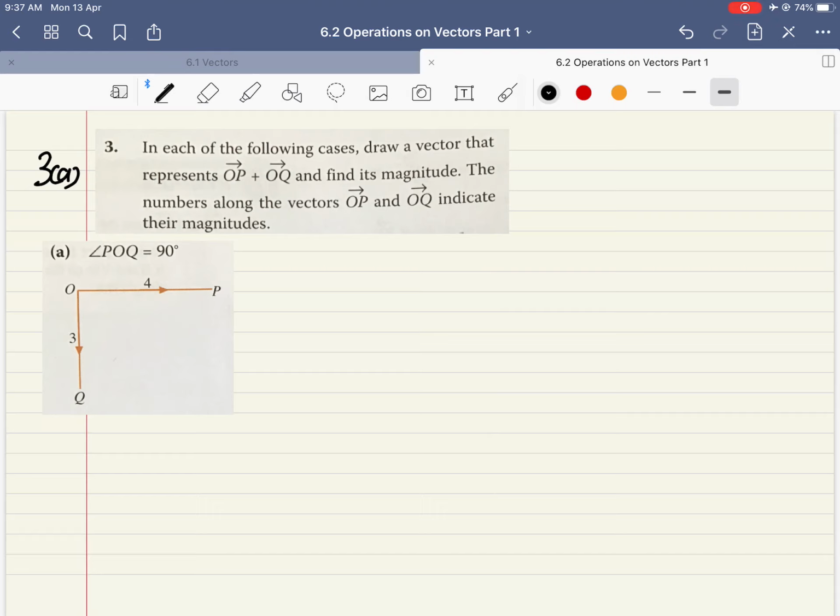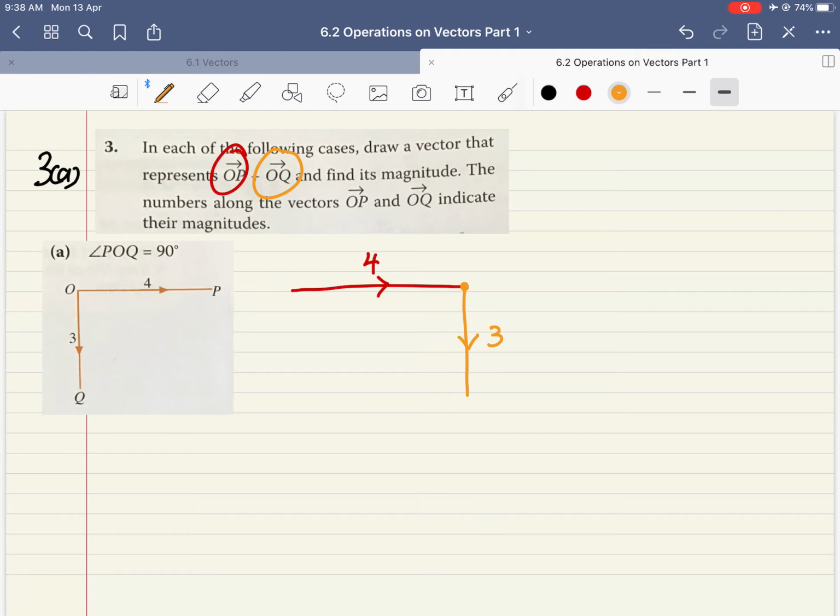I move on to question 3a now. For 3a, draw a vector that represents OP plus OQ and find its magnitude. Let me just redraw the diagram again. In red, for OP, I have it in red, and OQ, I have it in orange. I won't explain too much. We have done quite a bit of this already. So OP looks like this. Then OQ, I remember, can't jump back, so I join up OQ like this.